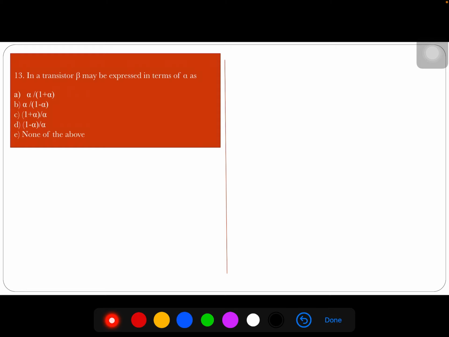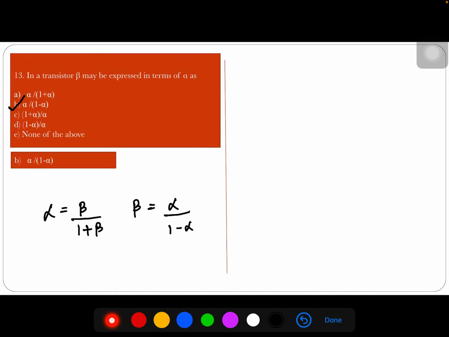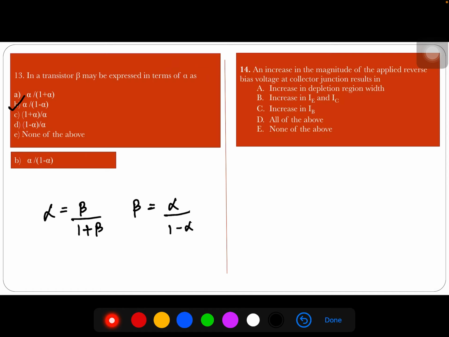Next question. In a transistor, beta may be expressed in terms of alpha as. So you must remember the relationship between alpha and beta. If we put alpha on the left hand side, alpha is beta upon 1 plus beta. And if we put beta on the left hand side, it will be alpha upon 1 minus alpha. According to the given options, correct option is B. That is alpha upon 1 minus alpha.